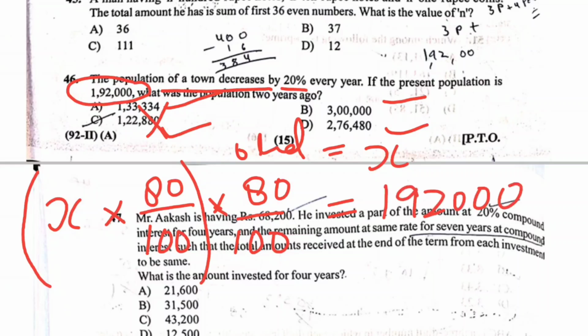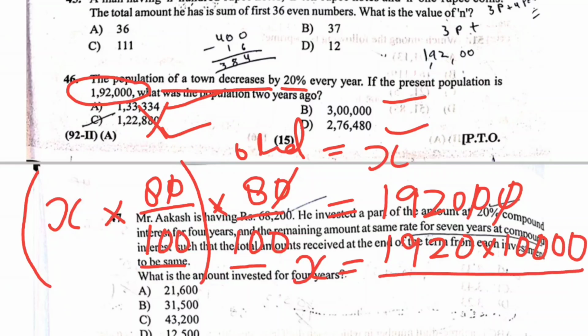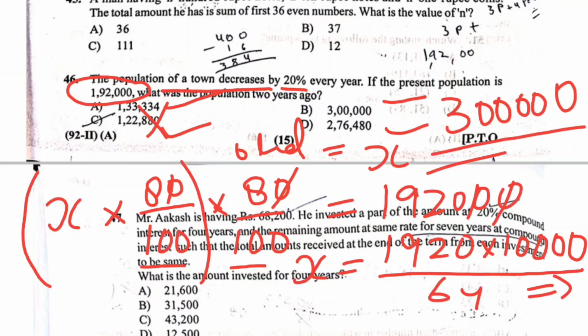which is 1,92,000. So here these two zeros get cancelled, so we get X is equal to 1920 times 100 into 100, which becomes 10,000, divided by 64. Solving this, it will give us 3 lakh. I don't have the space here, so it will become 3 lakh.